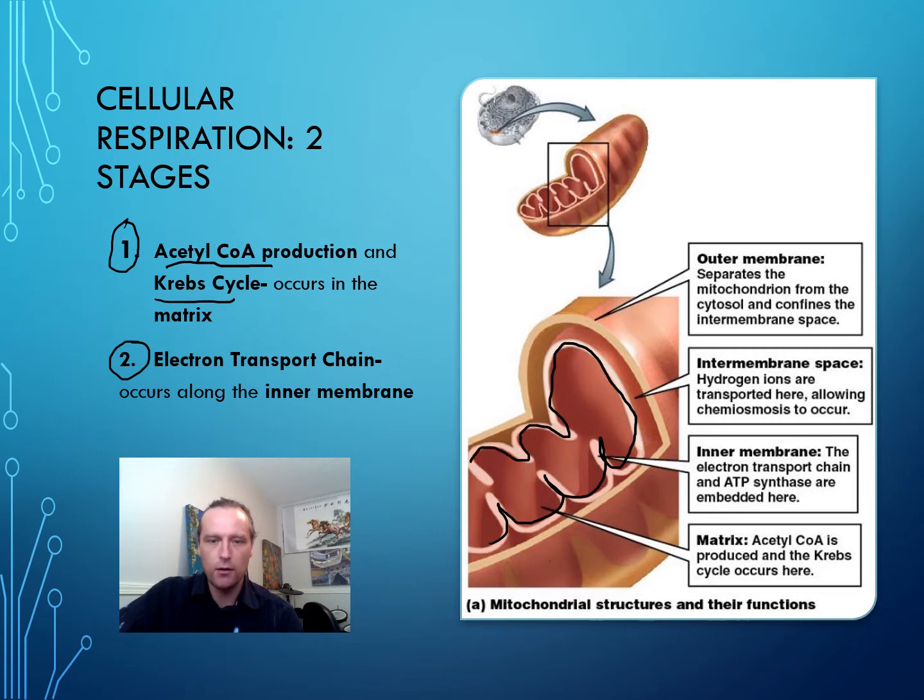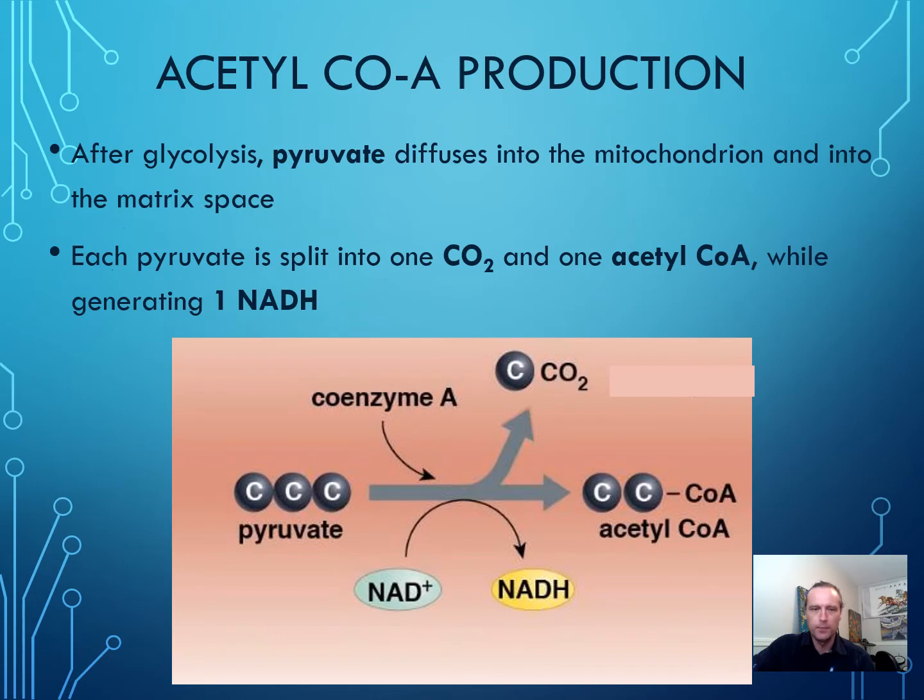This thing here. That's where the electron transport chain occurs. So firstly, getting more energy off of that pyruvate molecule after glycolysis. Pyruvate diffuses into the mitochondria and into the matrix space.